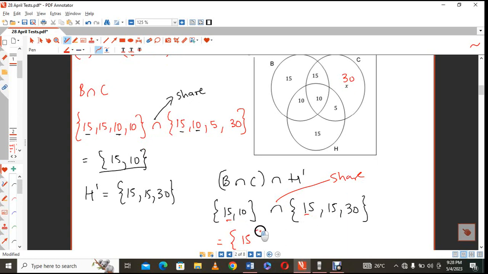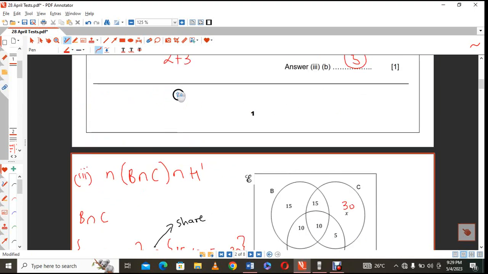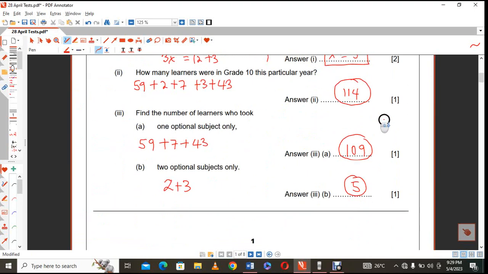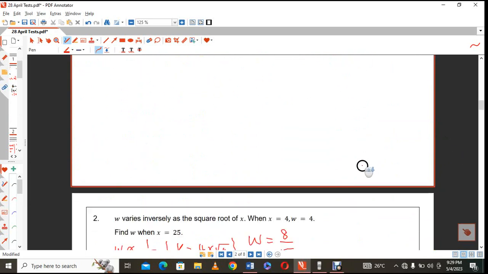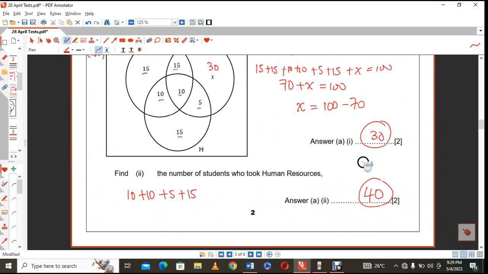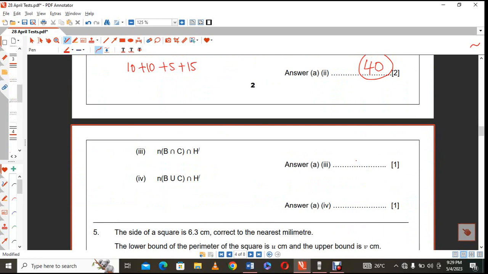Agree with me? Since this is the number of students, we then have our answer for our part in our test, our question. If I go down to the question, we know now that this here is 15, or 15 students if you wish to write in the word students. Okay, we're going to look at the next one, that is the cardinal value of B union C intersection H complement.